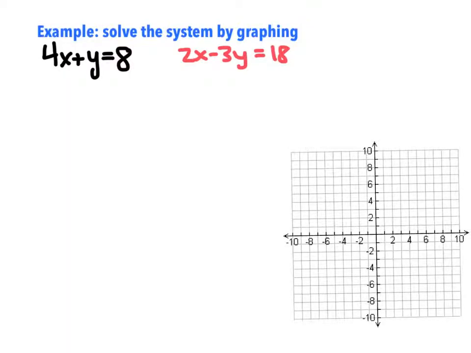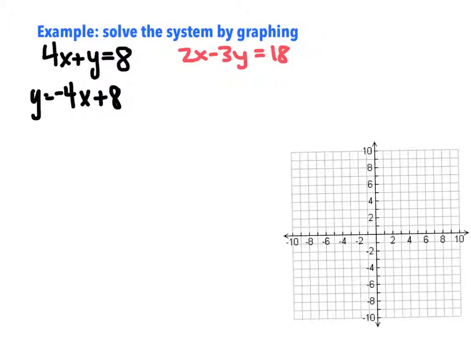All right, let's try to do an example where we solve these by graphing. Here we have two linear equations, 4x plus y equals 8 and 2x minus 3y equals 18. We can do this in a number of ways. Let's just solve each of these for y equals. In this first equation, y equals negative 4x plus 8. And we're going to graph this. This has a y-intercept of 8 and a slope of negative 4.